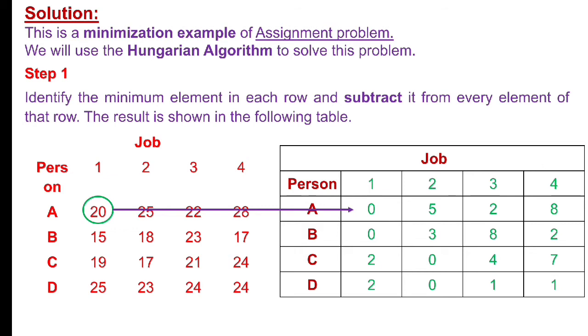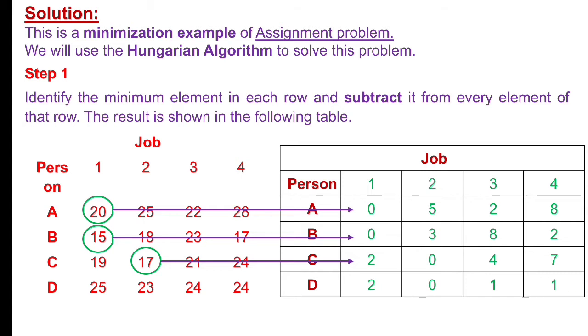Similarly, the second row minimum is 15. So 15 minus 15, 0. 18 minus 15, 3. 23 minus 15, 8. 17 minus 15, 2. Then the third row minimum is 17. Subtract it from the third row. 19 minus 17, 2. 17 minus 17, 0. 21 minus 17, 4. 24 minus 17, 7.